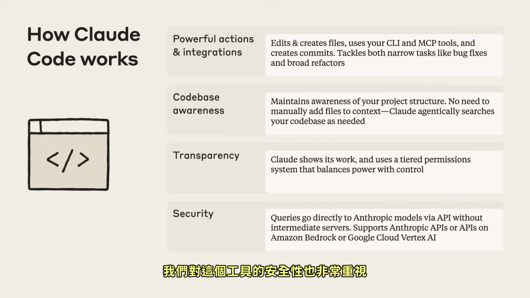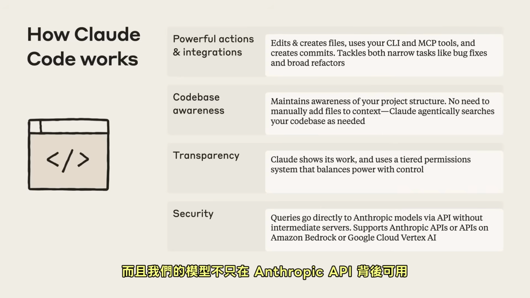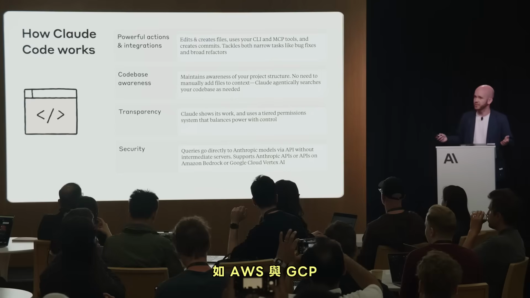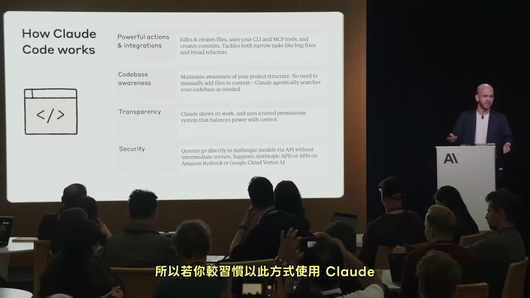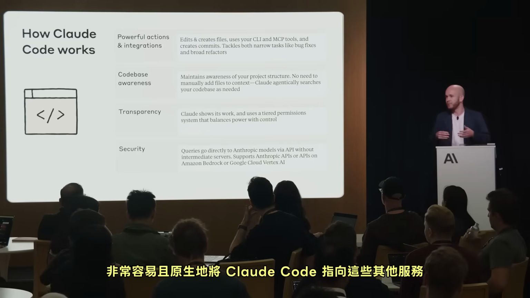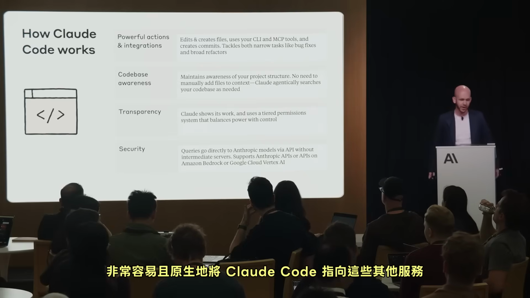And then on top of that, we also care a lot about security in this tool. Because Claude Code is just such a lightweight layer on top of the model, and because our model is available not just behind Anthropic APIs, but also with our cloud providers, AWS and GCP, it's very easy and native to point Claude Code at one of these other services if you feel more comfortable consuming Claude that way.